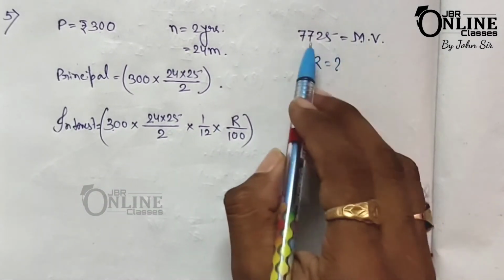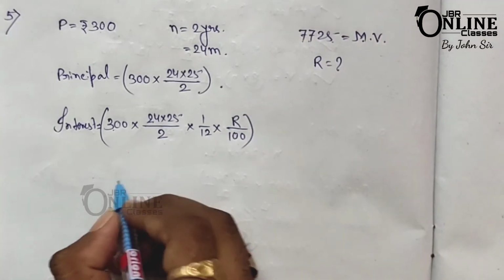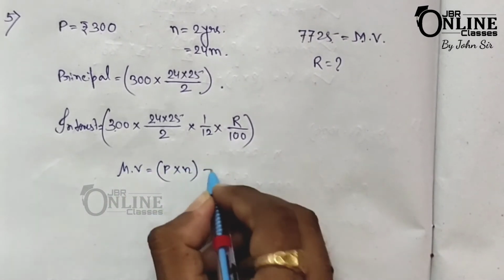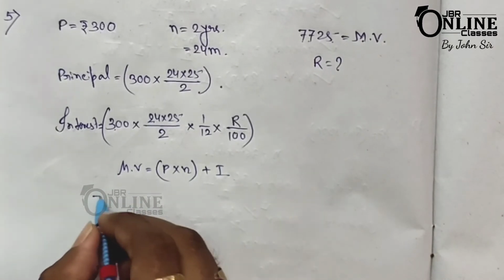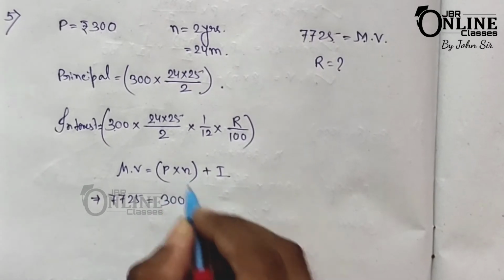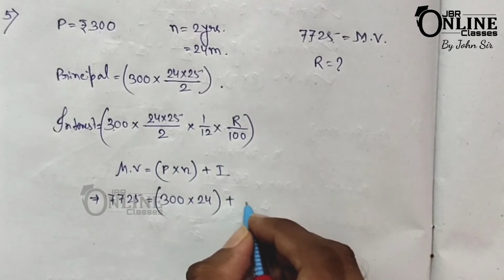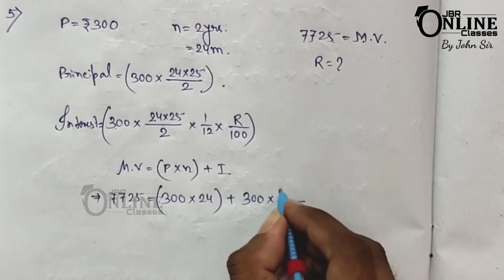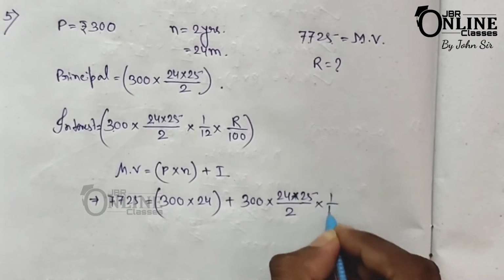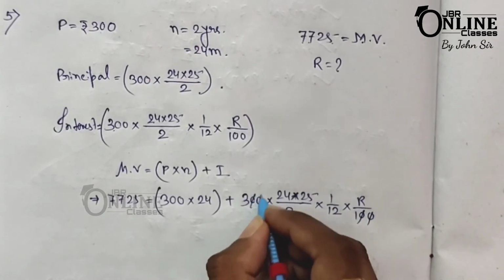Now here MV equals 7725. Now you know the formula of MV, that equals P into N plus I. So as MV equals 7725, here P equals 300, N equals 24, then plus this one. So write down this one, 300 into 24 into 25 by 2 into 1 by 12 into R by 100. So here 100, 0, 0 cancel out.